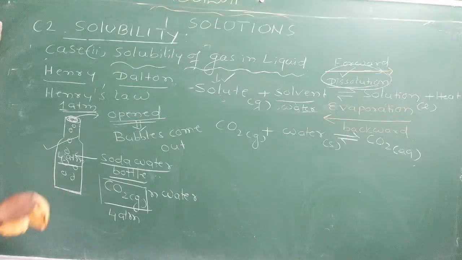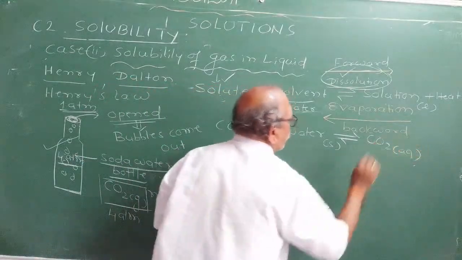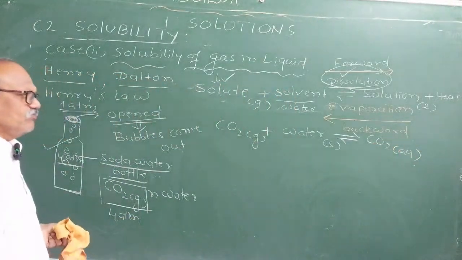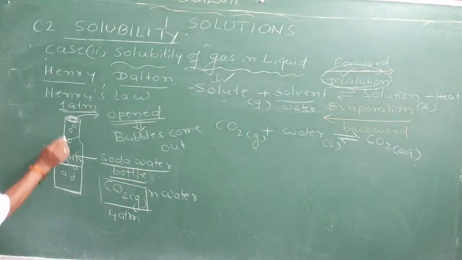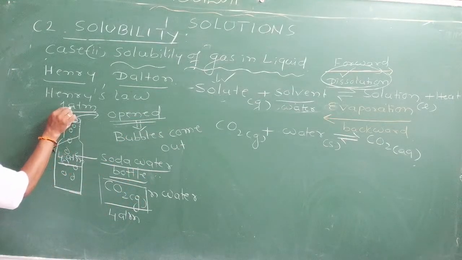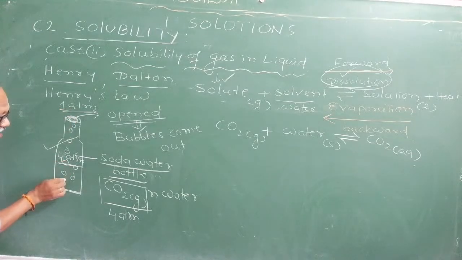What is the effect of pressure on it? There are no gas molecules in the forward direction, right? In the forward direction, there is no pressure. Now, once the pressure becomes 1 atmosphere, the dissolved carbon dioxide will come out.